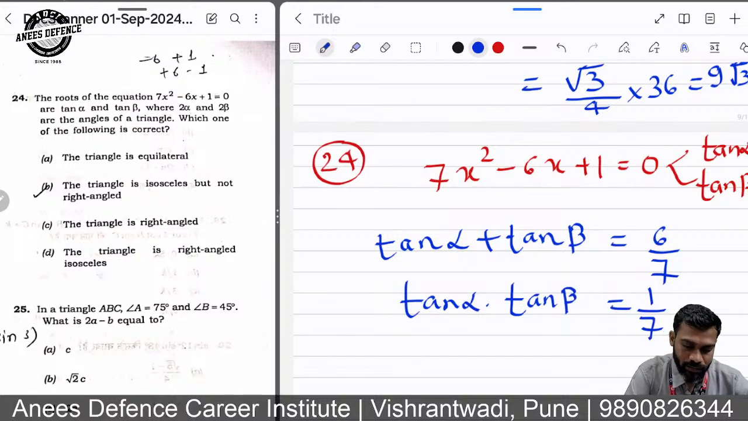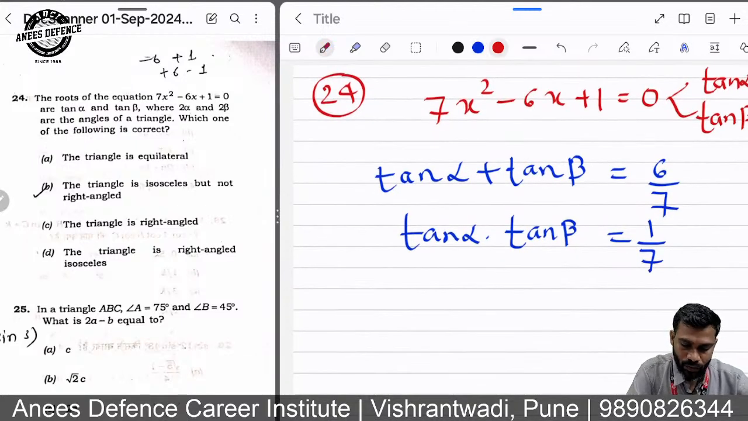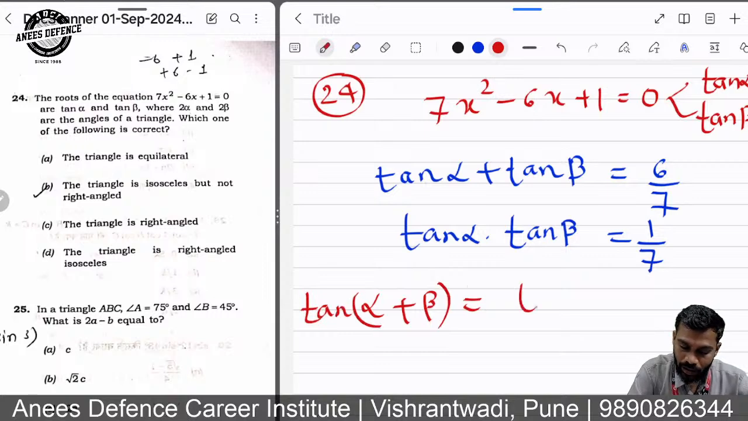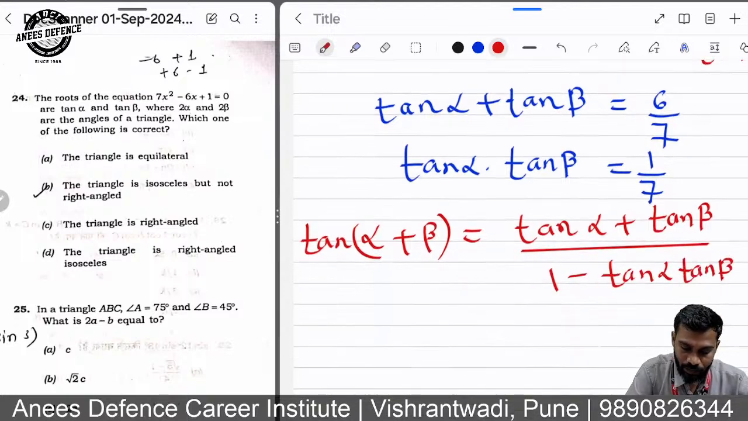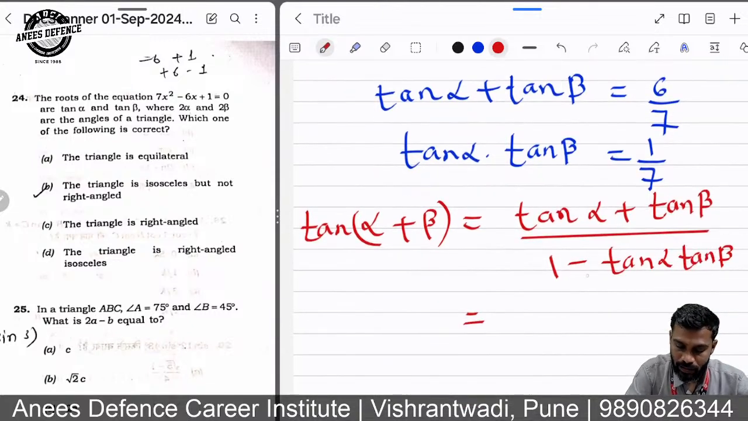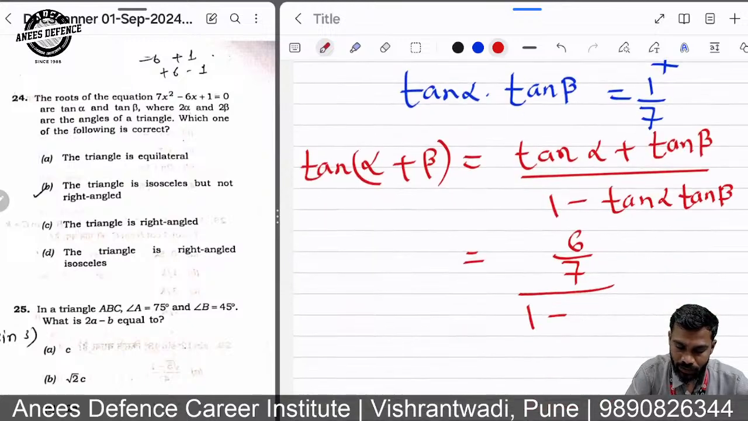Tan alpha into tan beta is 1 by 7, right? So let us try to find out alpha plus beta. Tan of alpha plus beta will be equal to tan alpha plus tan beta over 1 minus tan alpha tan beta, right? Now, what is tan alpha plus tan beta? This is 6 by 7 over 1 minus tan alpha into tan beta, which is 1 by 7. So this will give you again 1, right?